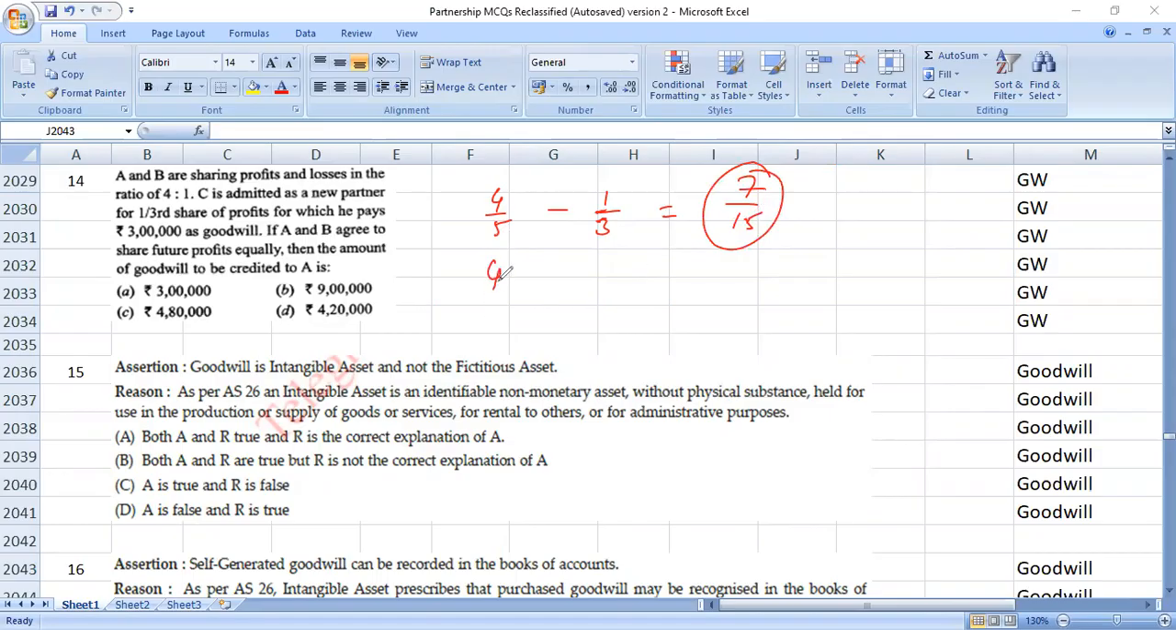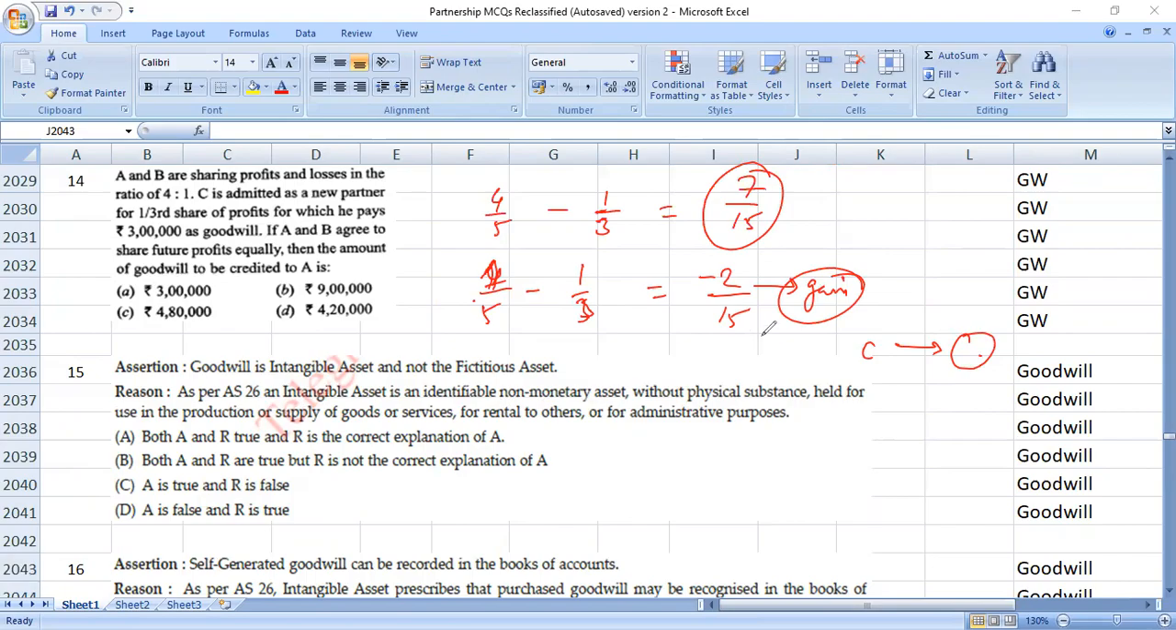Old ratio is 1/5 for B, and new ratio is 1/3. So 3 minus 5 is minus 2/15. So this is a gain by B. B is gaining and C as the incoming partner is also gaining.